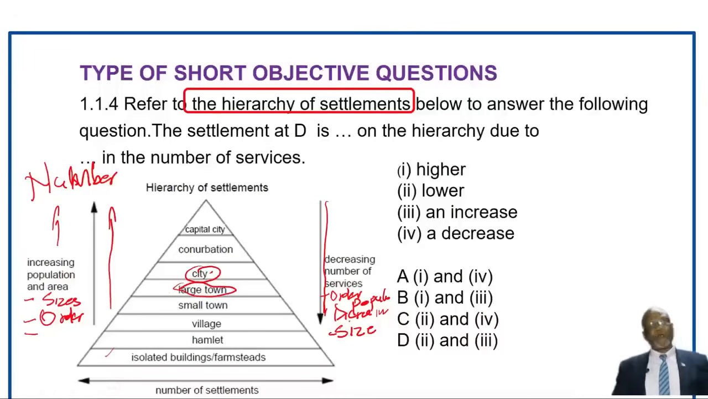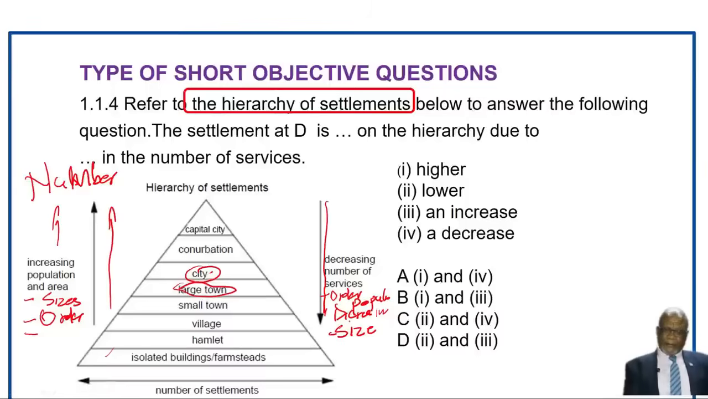Now, let's look at this question now that we have that background information. It says, refer to the hierarchy of settlements. You must also know what hierarchy of settlements means. It simply refers to the arrangement or ranking of settlements from the smallest to the largest. That's what we call hierarchy. You can look at it from the largest to the smallest, in an ascending or a descending order, but you are going to be ranking them like that. So it makes it a hierarchy of settlements.